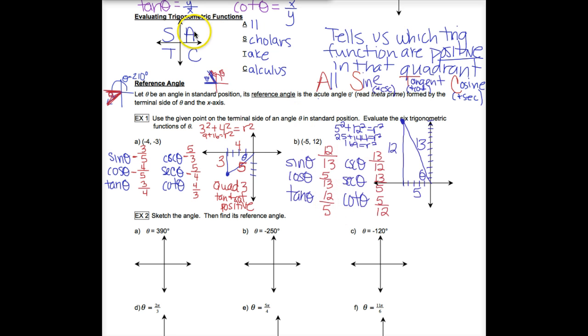Last thing we do is our All Scholars Take Calculus. So this is quadrant 2, which means S, sine, and cosecant are positive.